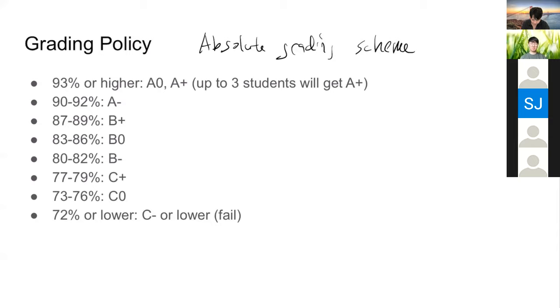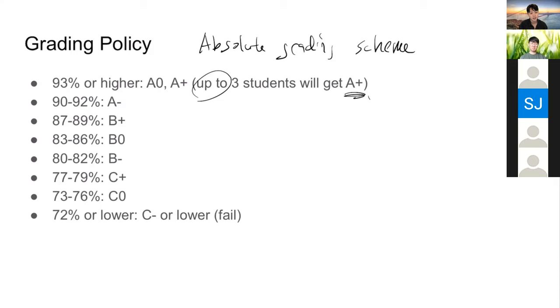And here you will get A0 or A+ if your final score is 93% or higher. But I only actually give approximately 5% of the students A+. So in this class, we have 48 students. So it will be up to three students who get A+. So there will be some competition for A+, but otherwise you're not gonna be competing with anyone.